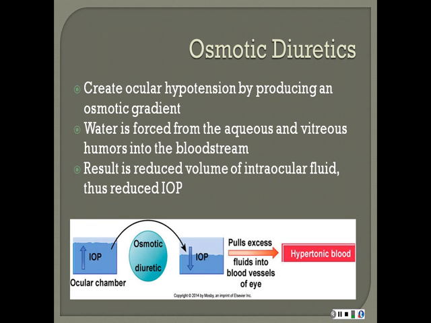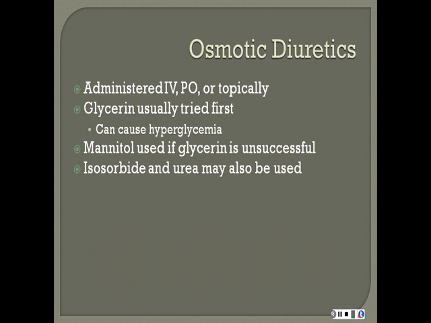So osmotic diuretics create ocular hypotension by producing an osmotic gradient. So the water is forced from the aqueous and vitreous humor into the bloodstream. And this results in a reduced volume of intraocular fluid and then reduces intraocular pressures. The most commonly used osmotic diuretics used to reduce intraocular pressure are glycerin and mannitol. They can be administered IV, PO, or topically.